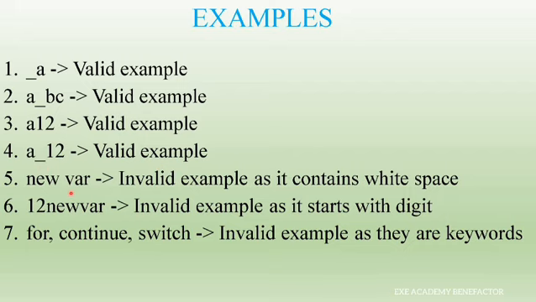But "new where" with a space is an invalid example because it contains white space. 12 new where is starting with a digit, so this is an invalid example. For continue, switch, these are all keywords that are already reserved in the C language. So these cannot be used as variable names. So this is an invalid example.